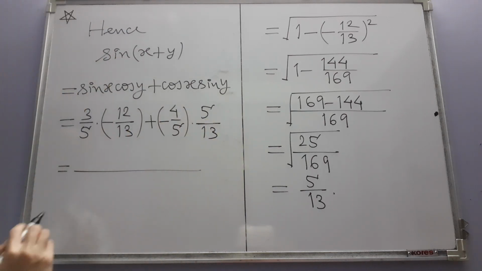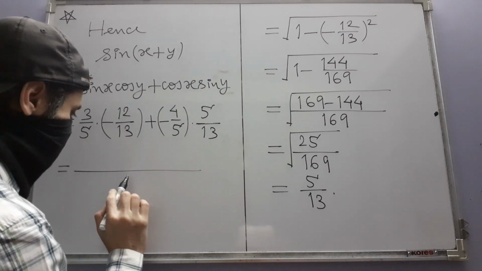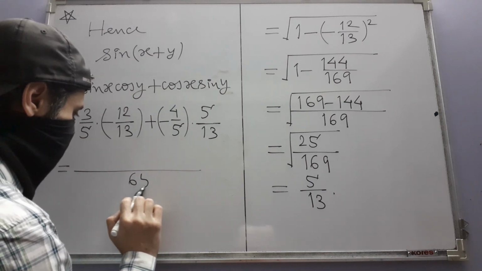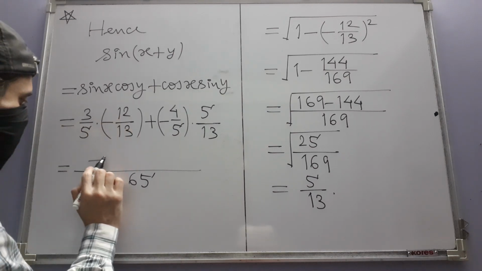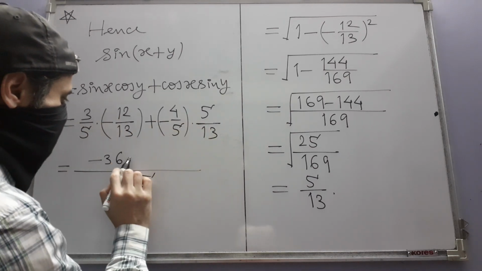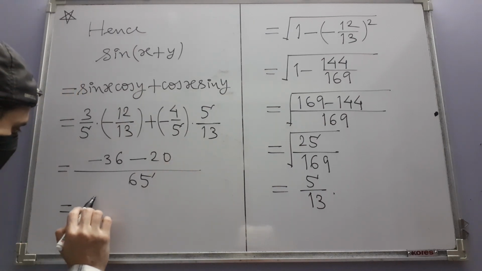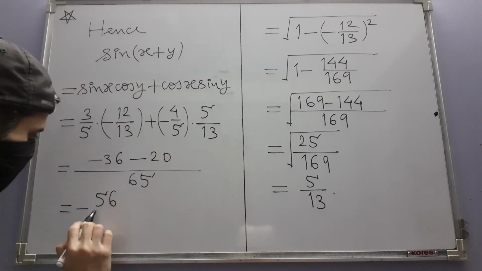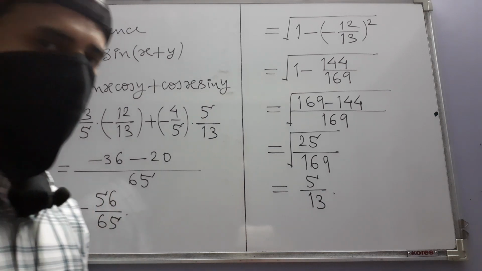So we can write our denominator, which is the same here in both of these terms, 65, and this one is minus 36 and this one is minus 20. So minus 56 divided by 65. So that is the value.